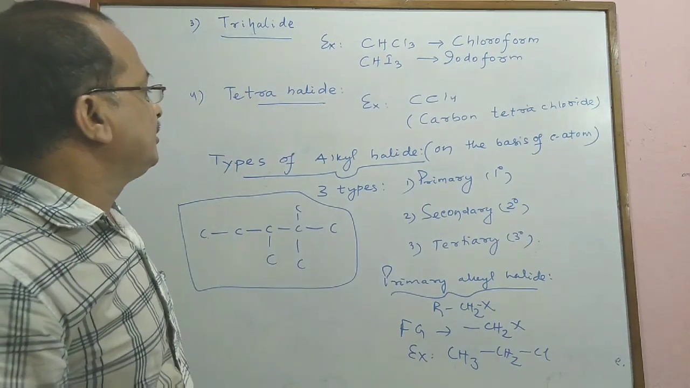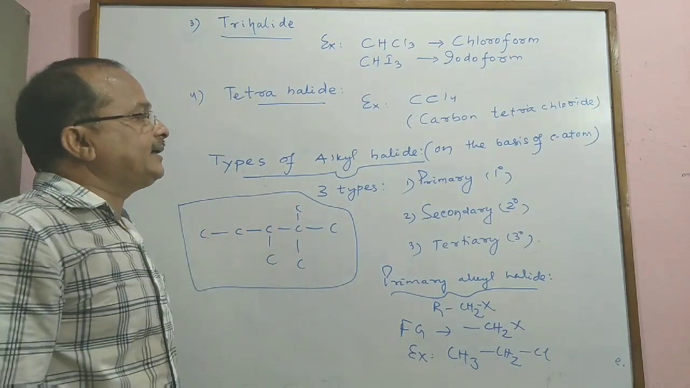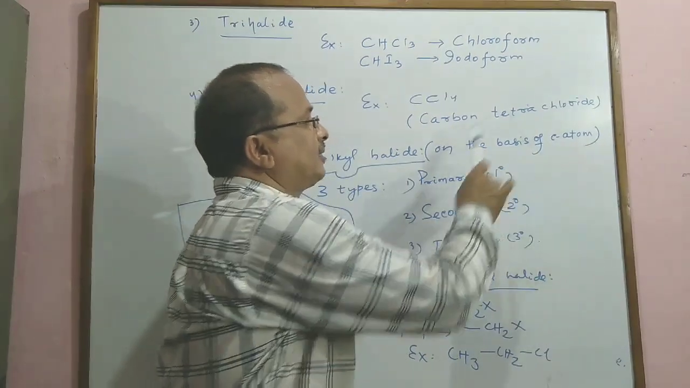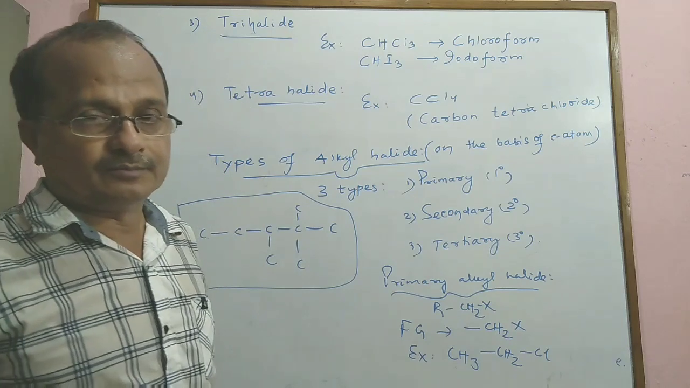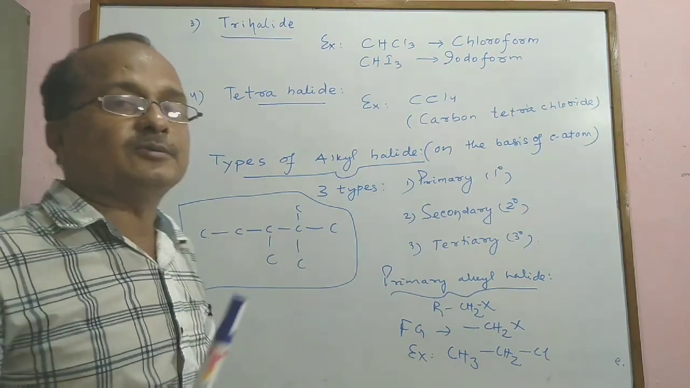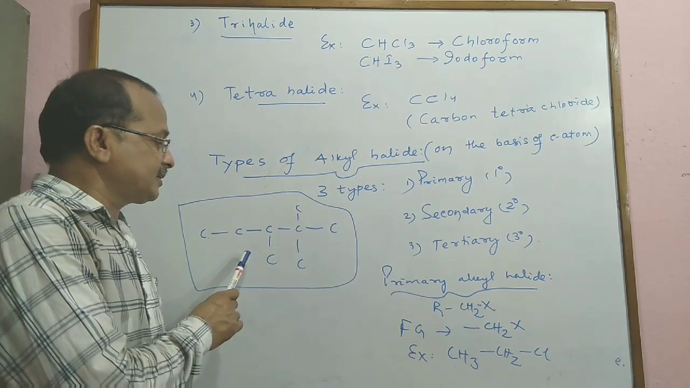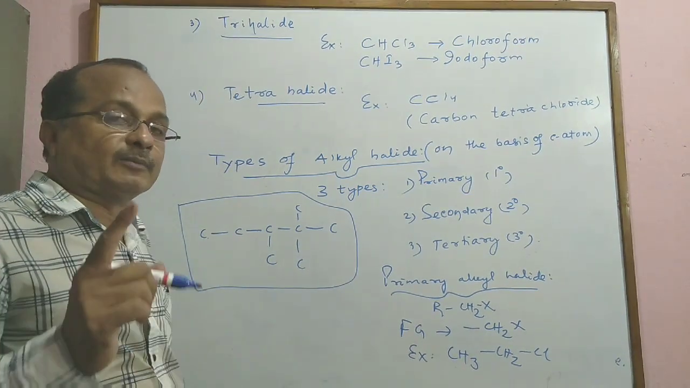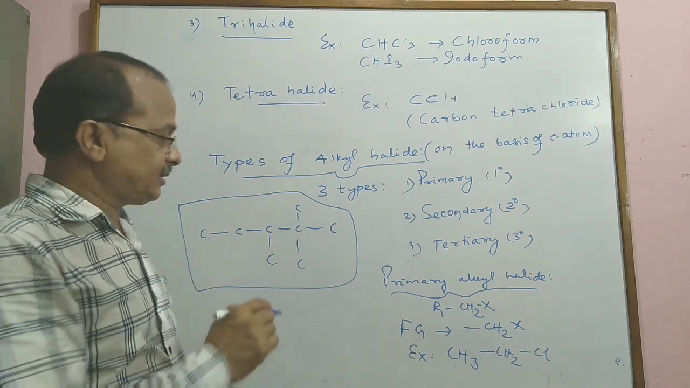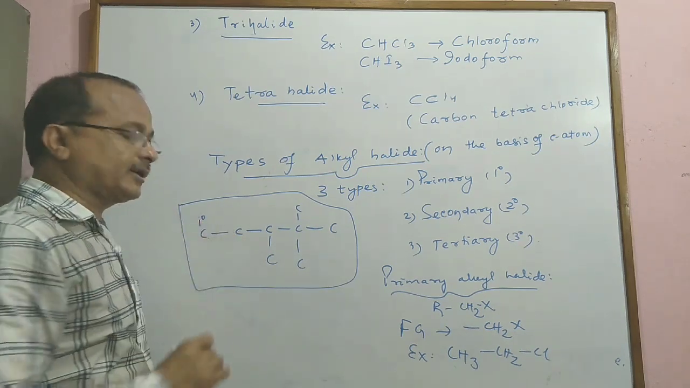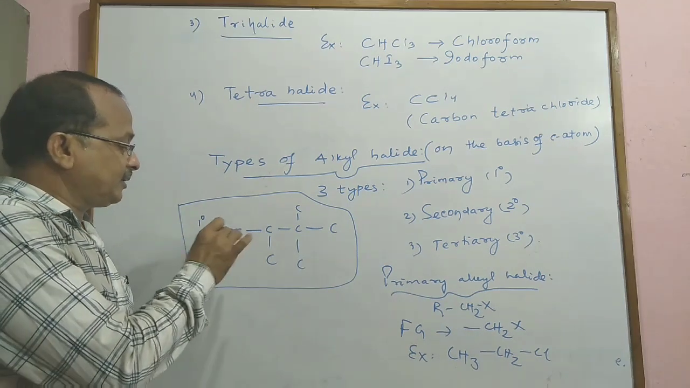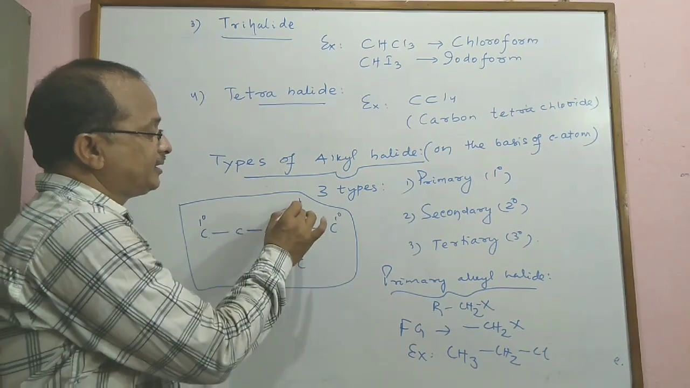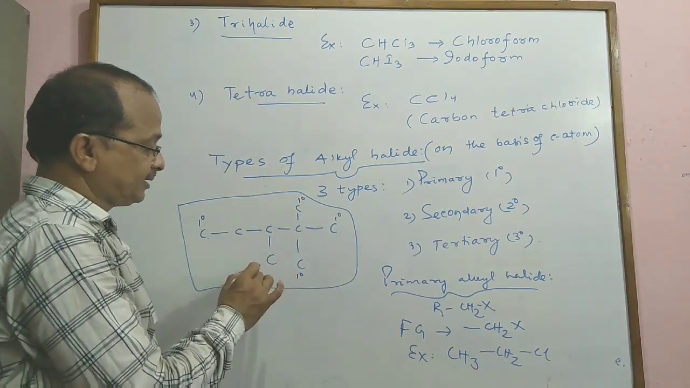Next, alkyl halides are again classified on the basis of the nature of the carbon atom. There are actually four types of carbon atom. You see the carbon skeleton formula here. The primary carbon atom is the carbon atom to which only one other carbon atom is attached. This is the 1 degree carbon atom or primary carbon. To this carbon only this carbon is attached. And here is also a primary carbon atom, here is primary carbon, here is primary carbon.